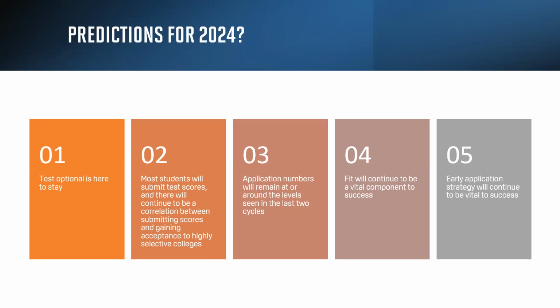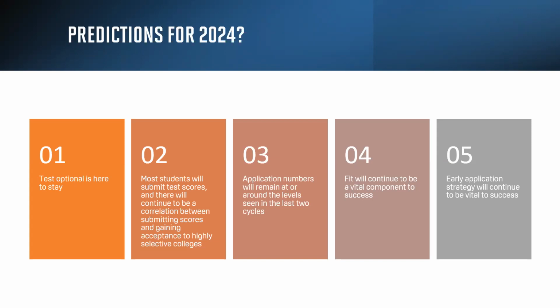Most students will submit test scores. There will continue to be a correlation between submitting scores and gaining acceptance. That is a correlation, not a causation. It doesn't mean that submitting a good score will get you in, but it might prove something to the university that is useful in the application process. Application numbers will remain around the level seen in the last 2 cycles. It's not going down. It's going up, in some cases going up quickly, certainly early ones are going up, and in some cases remaining steady.